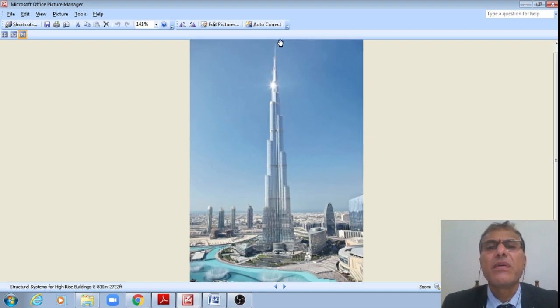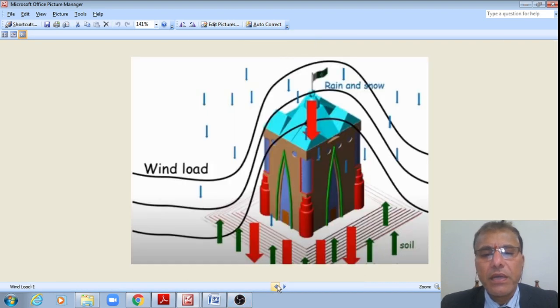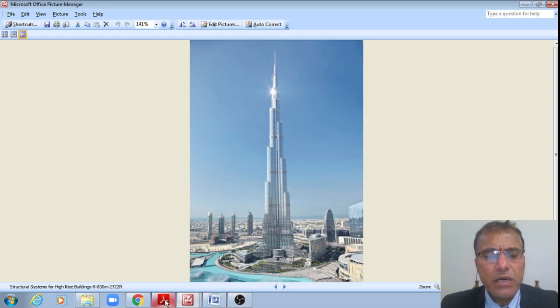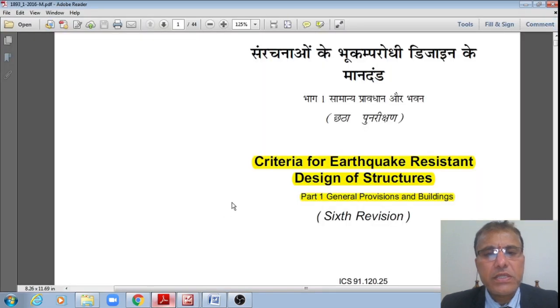This tallest point is located at 838 meters, or around 830 meters, or 2722 feet. Compared to that, you see even the other buildings are looking very, very short. This is how, for high-rise tall structures, even the other structures in the vicinity are looking very small. And this is the Burj Khalifa. Now once we have seen this, students, let us move to the discussions.